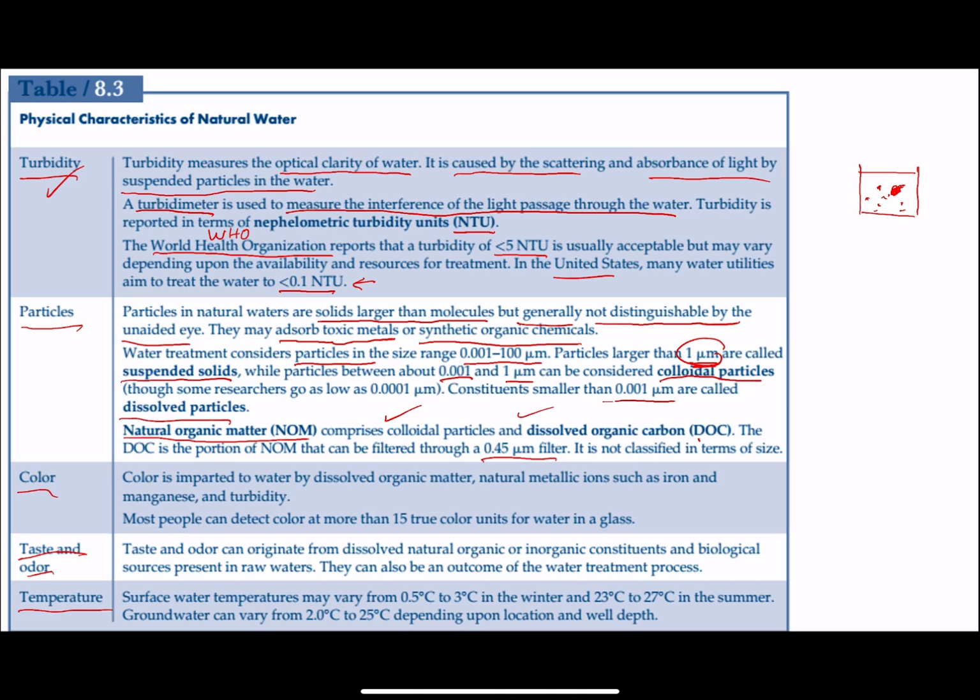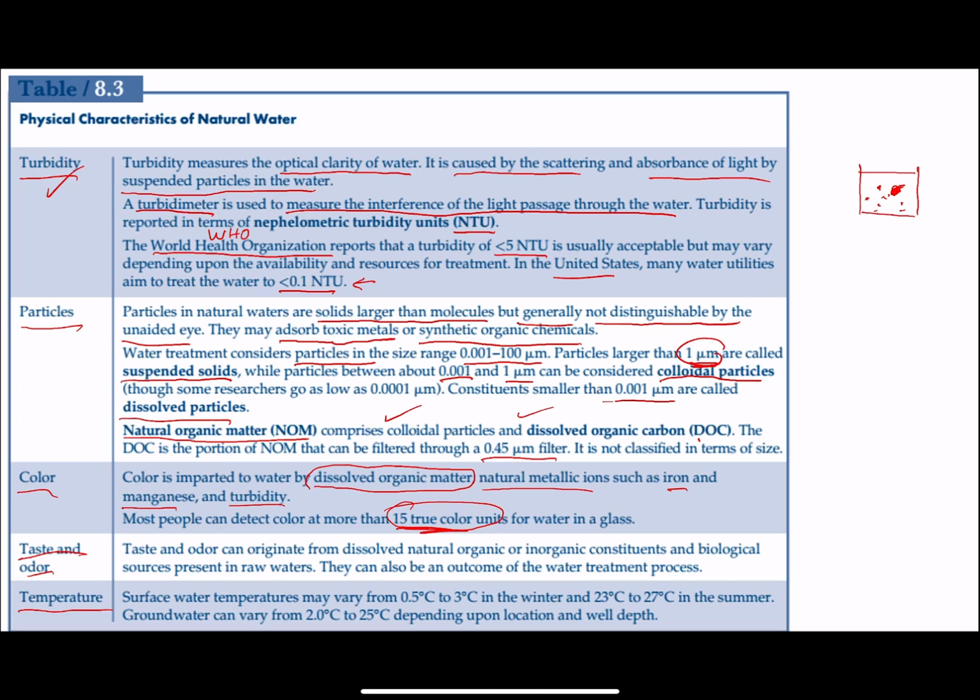Another characteristic is color. Color is imparted to water by dissolved organic matter. This is what makes the water colored, the dissolved organic matter, and the natural metallic ions such as iron and manganese, and turbidity. Most people can detect color at more than 500 true color units for water in a glass. So this is the unit for color.